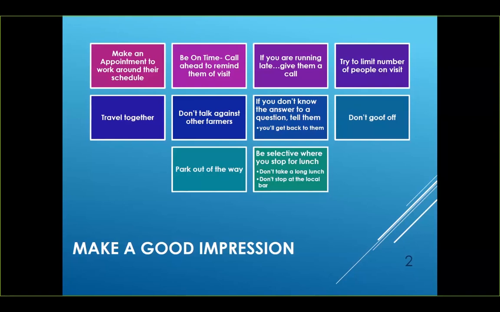Obviously, don't goof off. Don't act like you've never been on a farm before, never seen a cow, never seen a tractor, even if you haven't. It's all right to take an interest in what's going on and ask questions, but certainly there's a level of professionalism we want to keep.